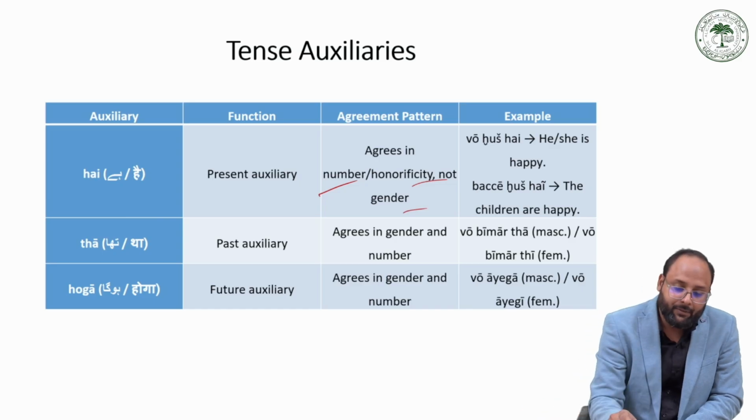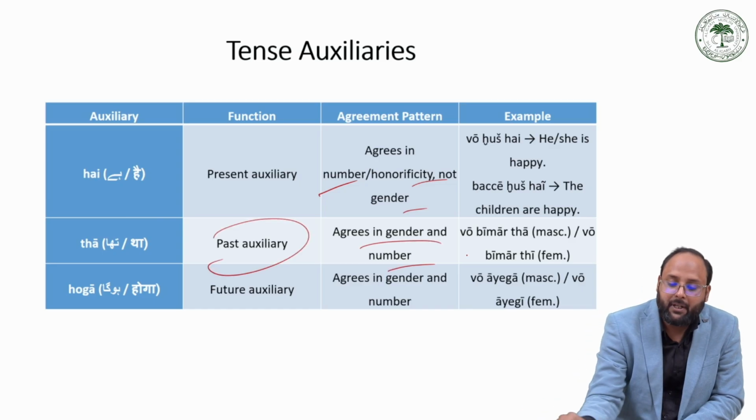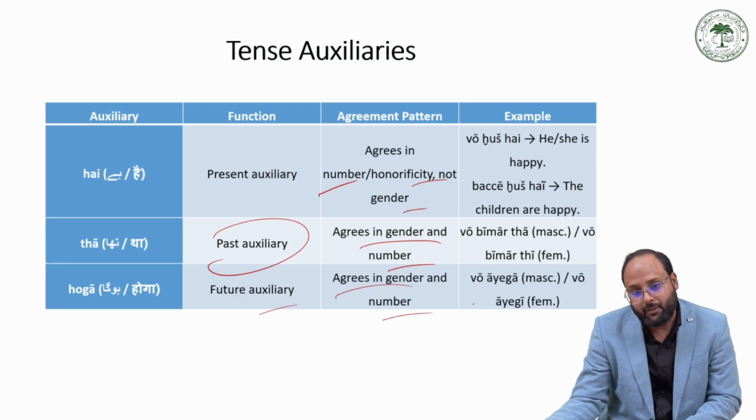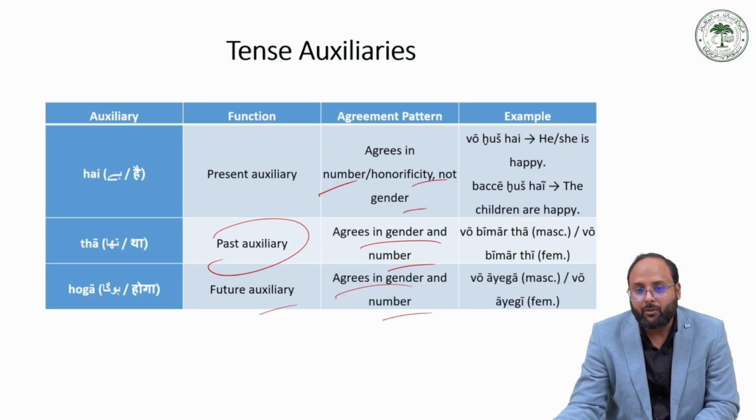And tha, which is the past auxiliary, agrees with gender and number. And hoga, the future auxiliary, agrees with gender and number. मैं वहां होऊंगा, तुम वहां होगे, या तू वहां होगा, and वो वहां होगा. So in terms of person, it does not agree, but in terms of gender and number, it agrees.